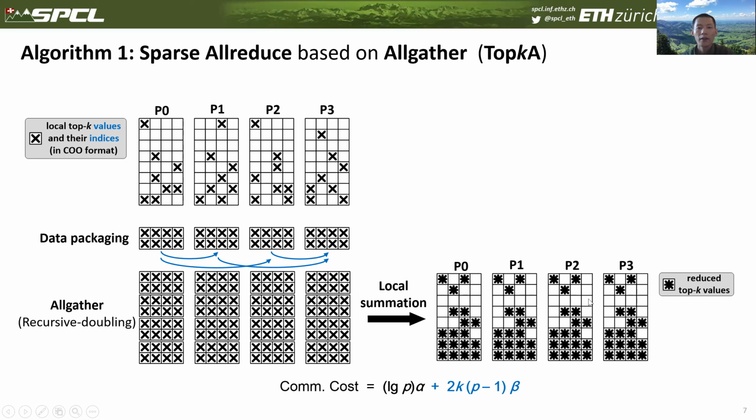Here, the communication cost for TopKA comes from the all-gather phase, and it can be modeled by this formula. We can see the bandwidth overhead is proportional to the number of workers P. So this means that TopKA is not scalable.